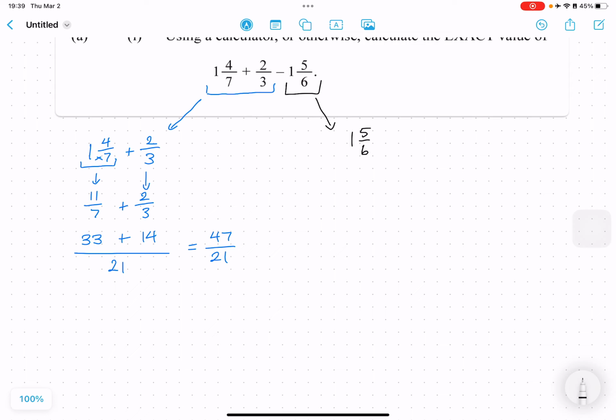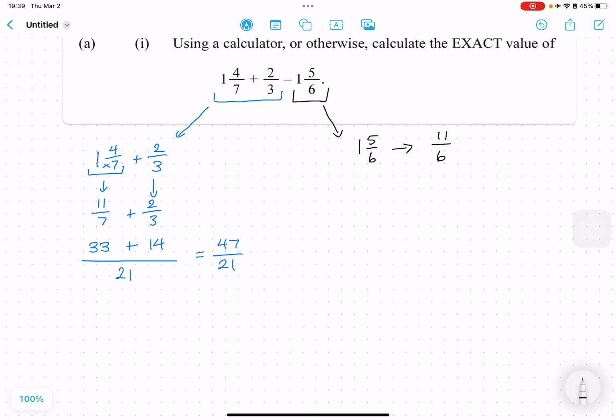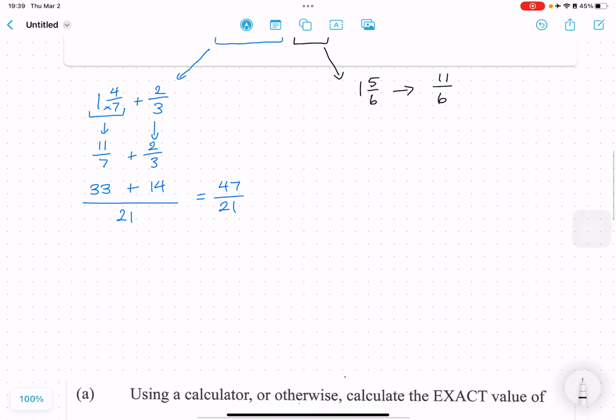The same thing we did to the mixed number on that side, we do to this side. So this now becomes 1 times 6 plus 5, which is 11 over 6. So that's the improper fraction there. Now we need to minus whatever value we got for this first section, which was the 47 over 21, and we need to minus 11 over 6 from it. So now combining the two, it becomes 47 over 21 minus 11 over 6.